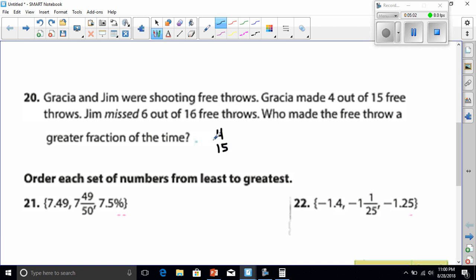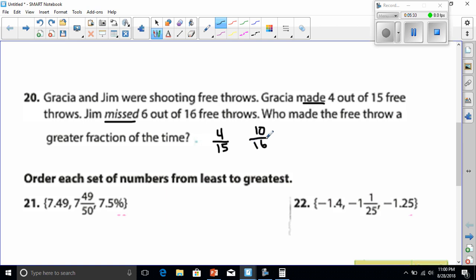It says, though, that Jim missed 6 out of 16. Let's look at that really good. Remember, she made this, but Jim missed this. Who made the free throws a greater fraction of time? Well, first of all, if he missed 6, how many did he get out of 16? Well, that left 10. So 10 out of 16 free throws he made.